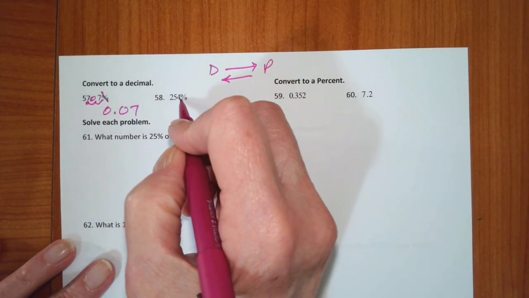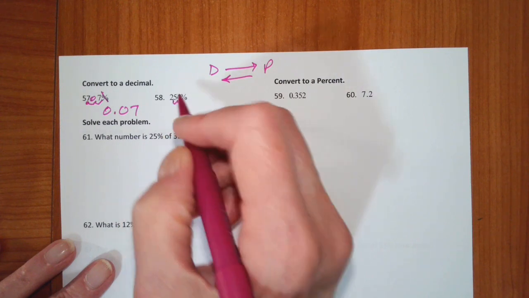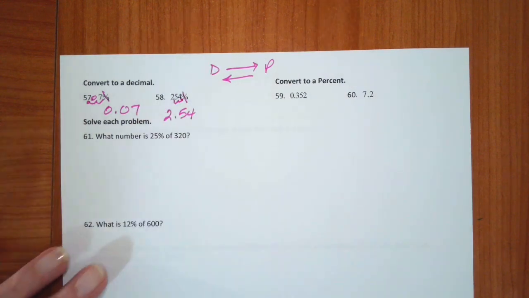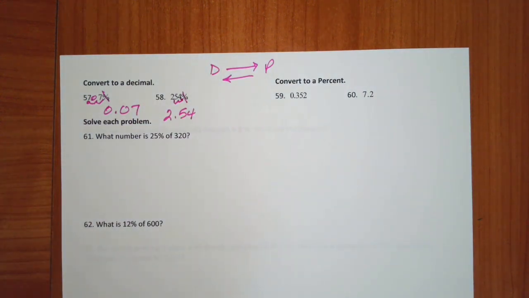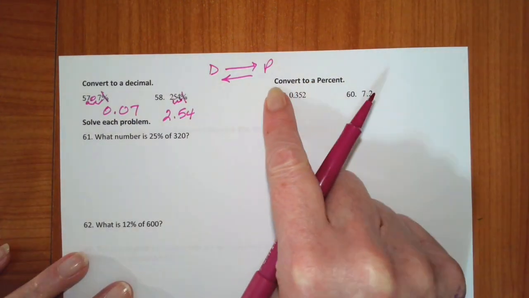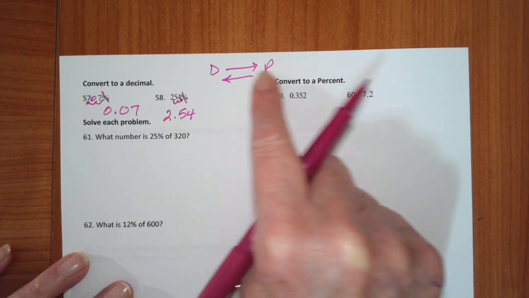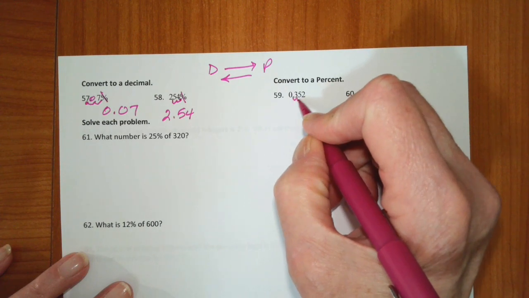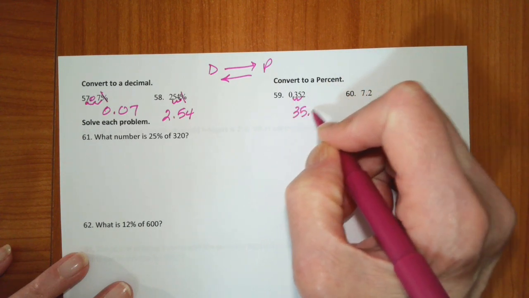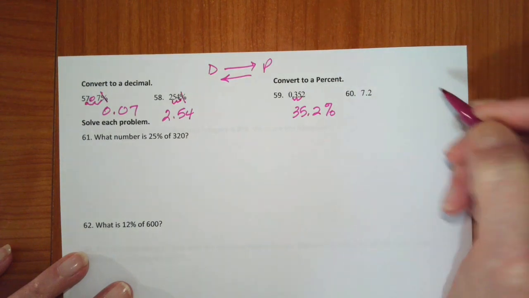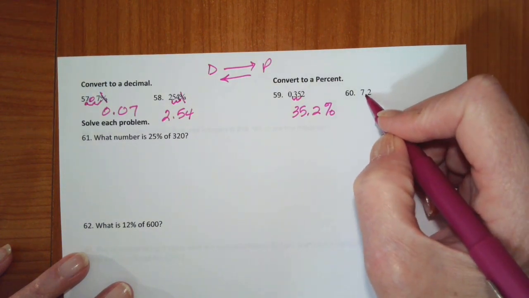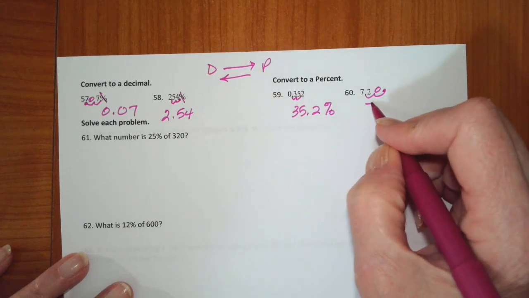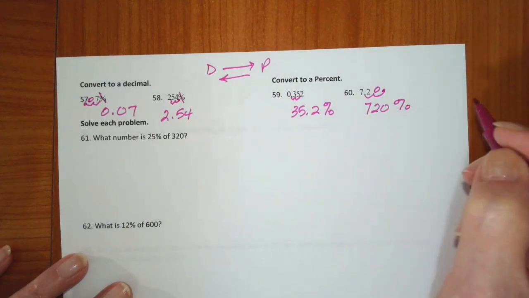Okay, my decimal is right here. I move this 2 places to the left, so this becomes 2.54, and I drop that. If I'm going from a decimal to a percent, I move it 2 places to the right, so this becomes 35.2, and then add this percent sign. 7.2, put my placeholder of a 0, and that becomes 720%.